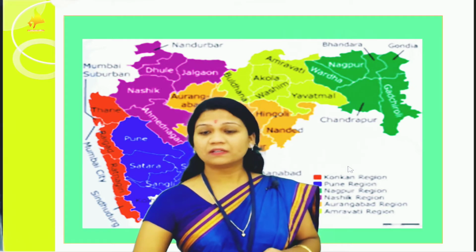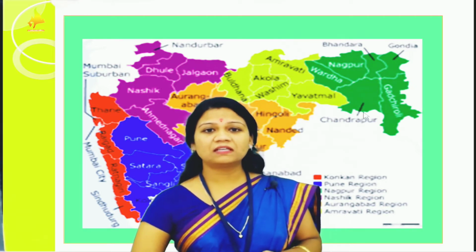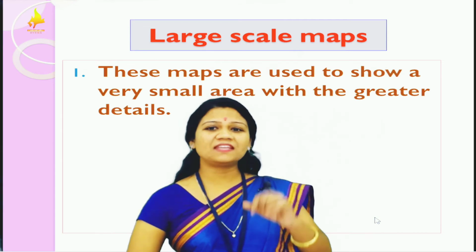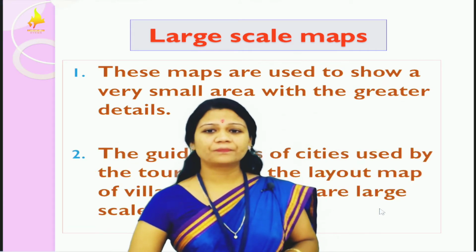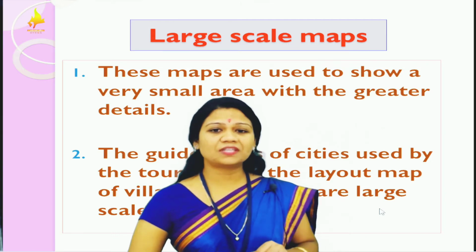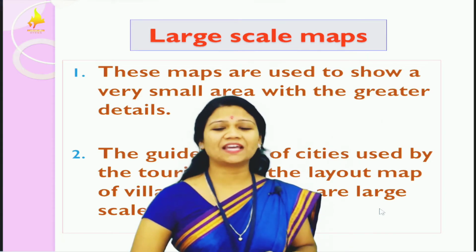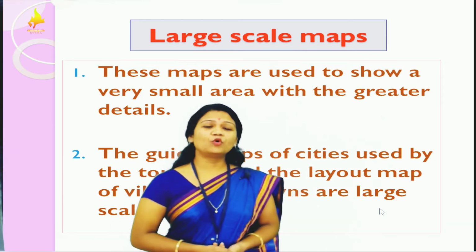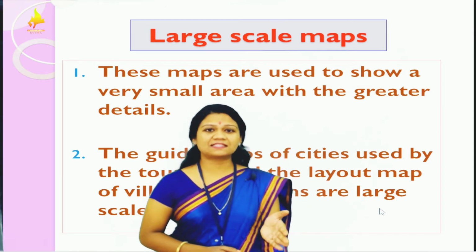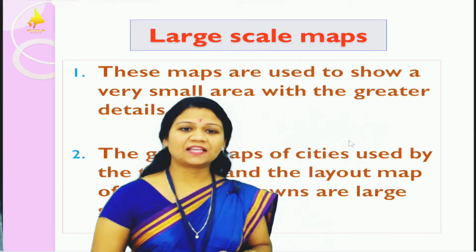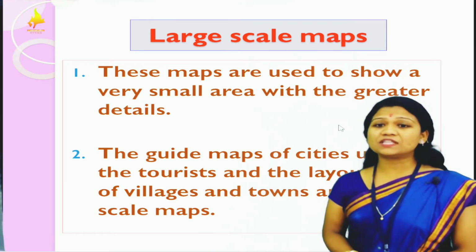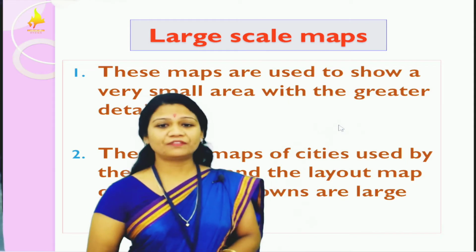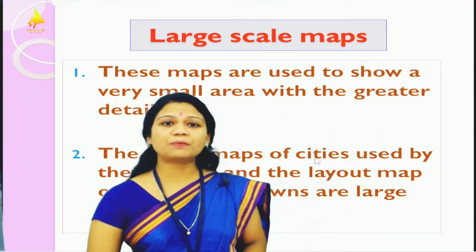The second type of map is a large scale map. Small areas we can show with great detail on a map, that is a large scale map. For example, we can prepare a map for a district, for a state, for talukas, for our colony also we can prepare, but we need to give more and more information with the help of symbols or signs on that map. Then it will be a large scale map. The guide maps of the cities used by the tourists, basically such maps are useful for the tourists, and the layout map of a village or towns, these are examples of a large scale map.